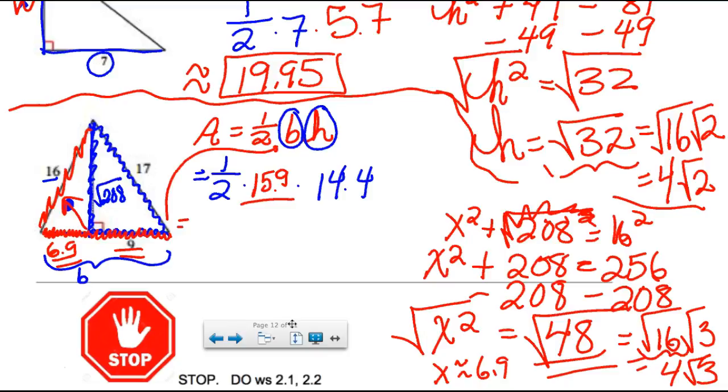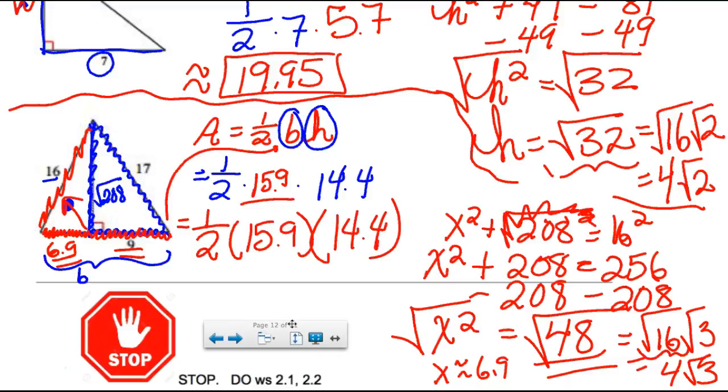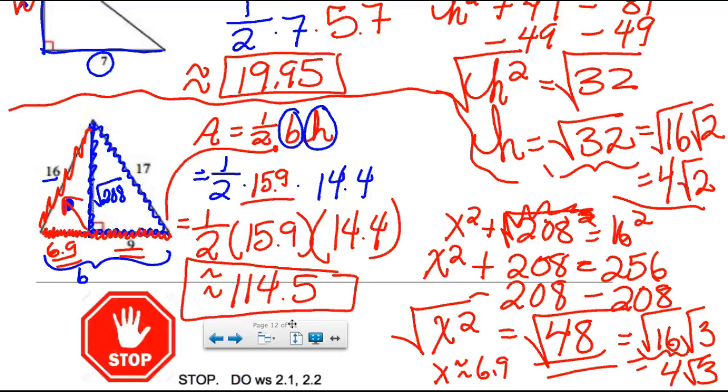So now I'm ready to do 1/2 of the base times the height. So these are a little bit more involved. And you'll need a calculator, either online or you can come grab one from me. And the area of that triangle ends up being about 114.5 if I round to the nearest tenth.